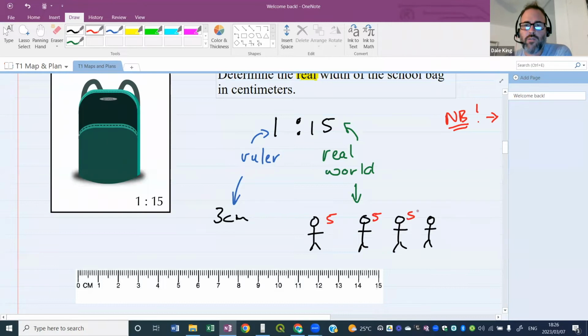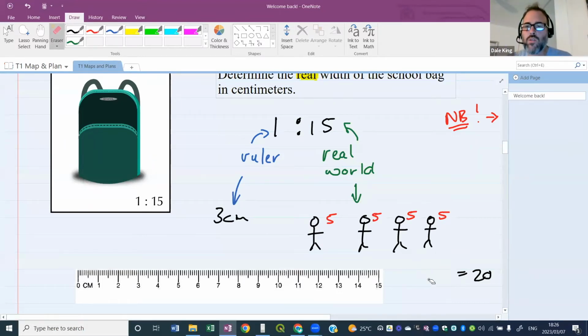If one can carry 5, 2 can carry 10. 3 can carry 15. And 4 can carry 20. That's it. So if 1 carries 5, how many can 4 carry? What kind of sum could we do? We could say 5 times 4. If 1 has 5, how many will 4 have? We need to multiply that up to get to the total of 20.